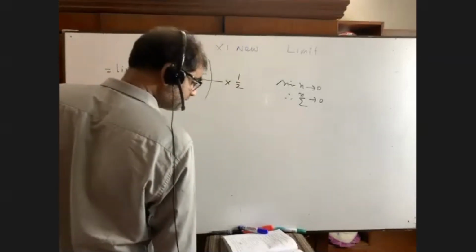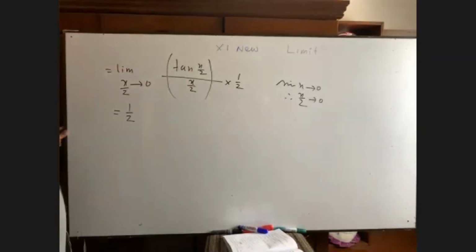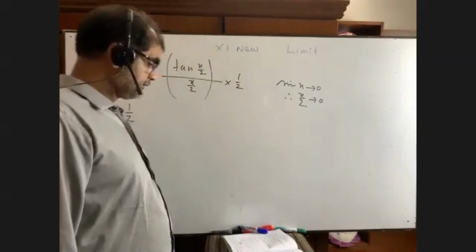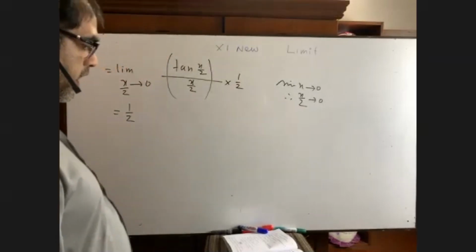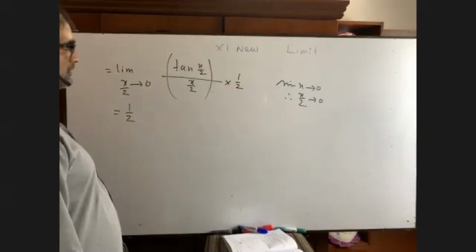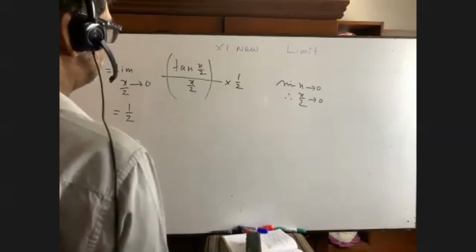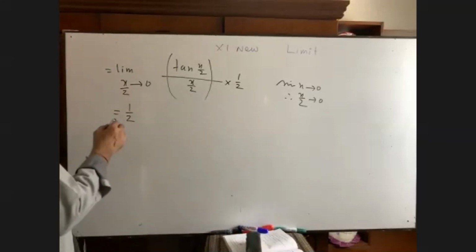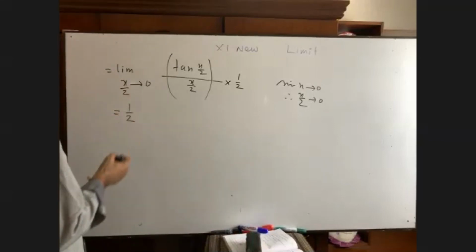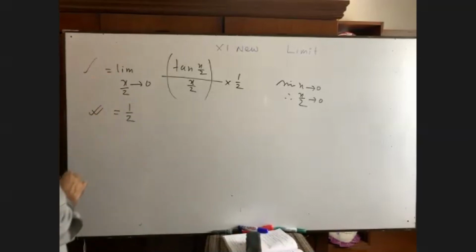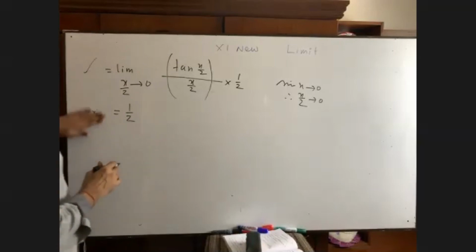Sir, please repeat the last step. I'll tell it again. Sir, please repeat this again. I haven't got it. Which one? This one or this one? This one, the first one. Okay, first one. It's okay.